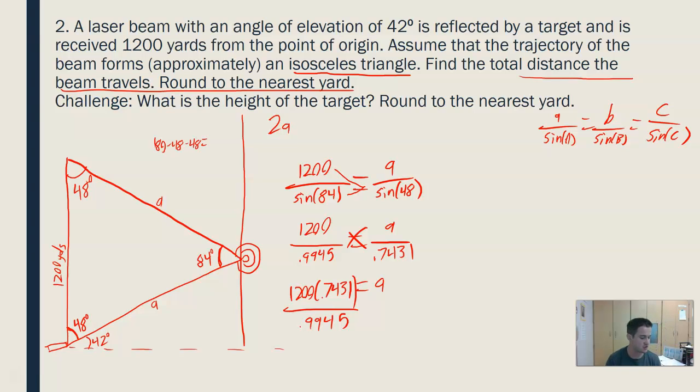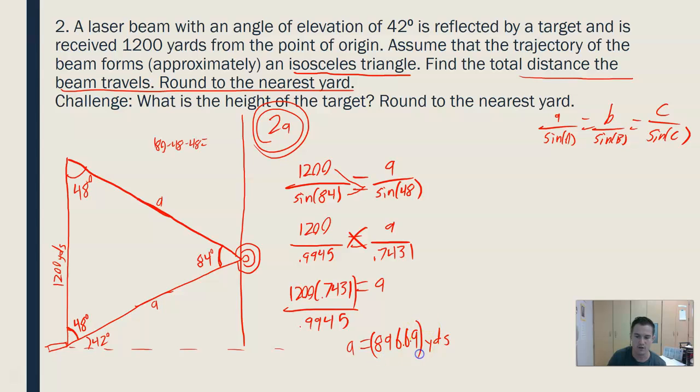I can type that straight into my calculator here. Let's see here. And I get A is equal to 896.69 yards. Is that what I was asked to find? Not quite. I was asked to find the total distance the beam travels. So I need A plus A, both of those sides, or 2A.